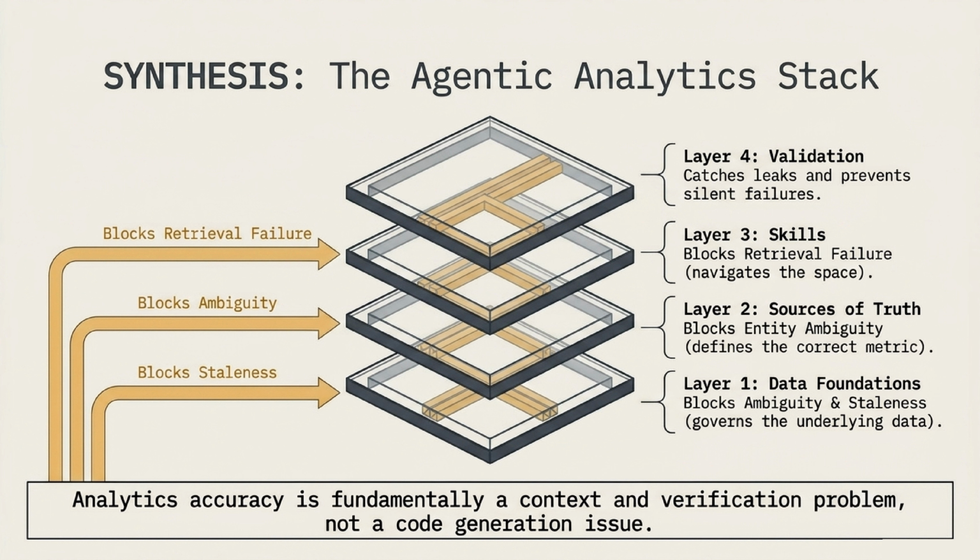To tackle these failures, we built a four-layer solution called the Agentic Analytics Stack. Layer 1, Data Foundations, blocks ambiguity and staleness by governing the underlying data. Layer 2, Sources of Truth, directly defines the correct metrics to block entity ambiguity. Layer 3 is Skills, which helps the agent navigate the space and blocks retrieval failure. And Layer 4 is Validation, which catches any leaks and prevents silent failures.